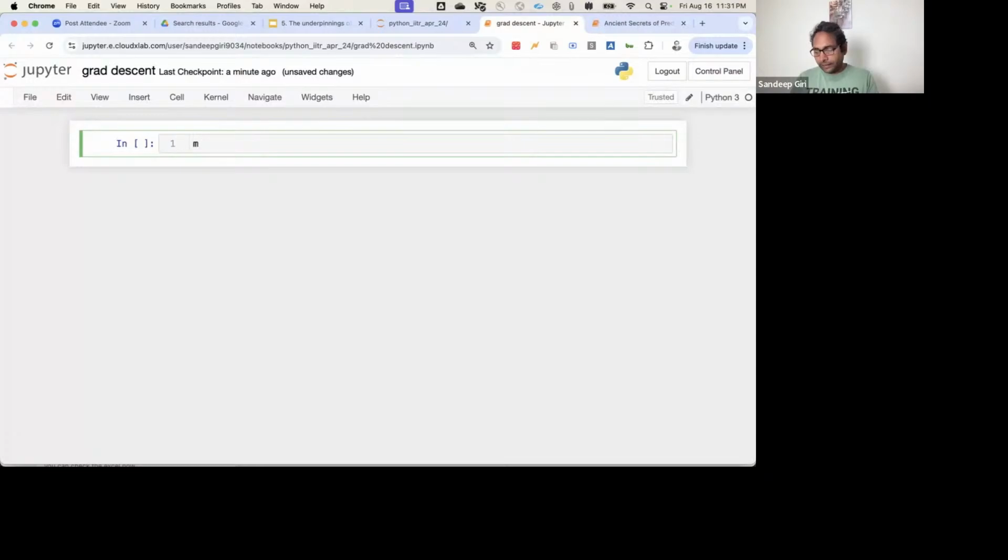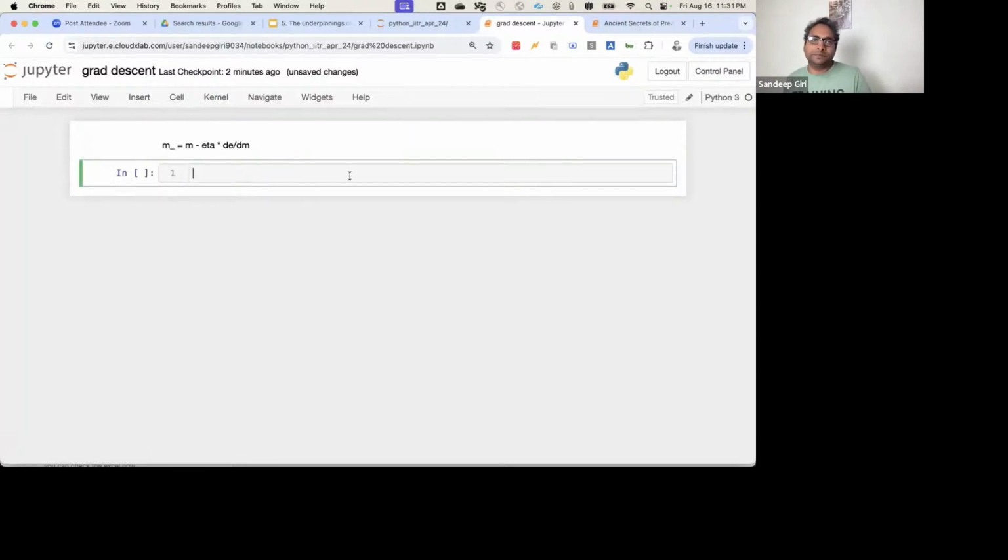Okay, m dash equals m minus eta times dE by dm. Okay, now how to do this? All right, the challenge here is this: how do you calculate the rate of change of error with respect to m? Okay, let's define some points. Okay, data points.